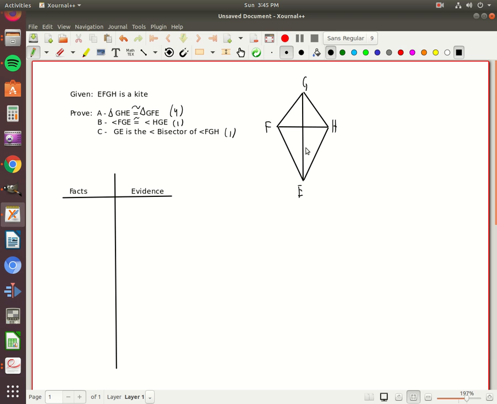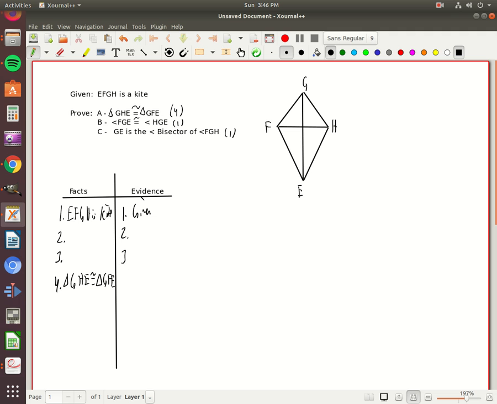So first, let's prove these triangles are congruent. Once we've proven that, let's prove these angles are congruent. Once we've proven that, let's prove that this is the angle bisector. So first thing I'm going to do is start with my given: EFGH is a kite. And I know that because it's given, right? And I've already told you it's 4 steps, right? So in step 4, I'm going to say that triangle GHE is congruent to triangle GFE.